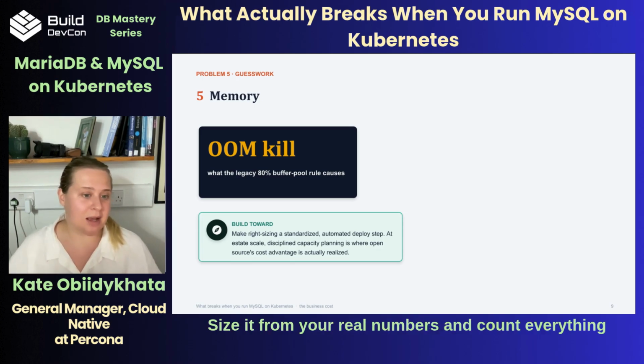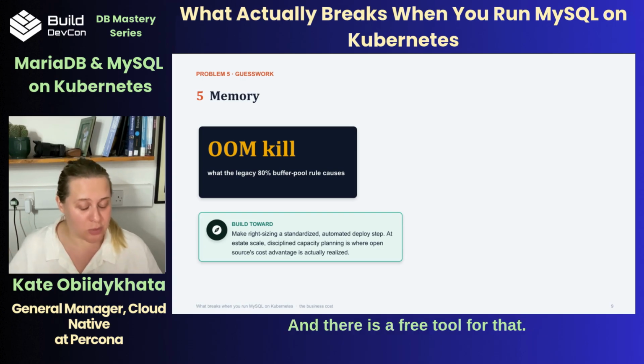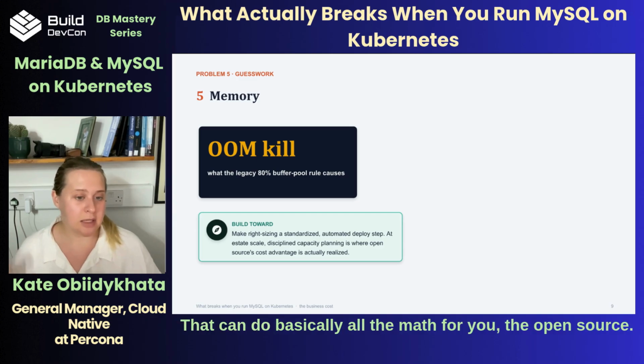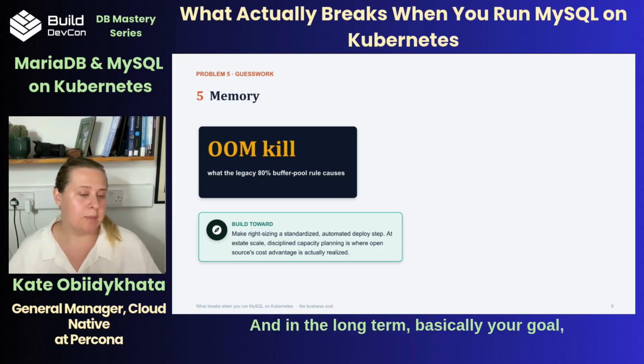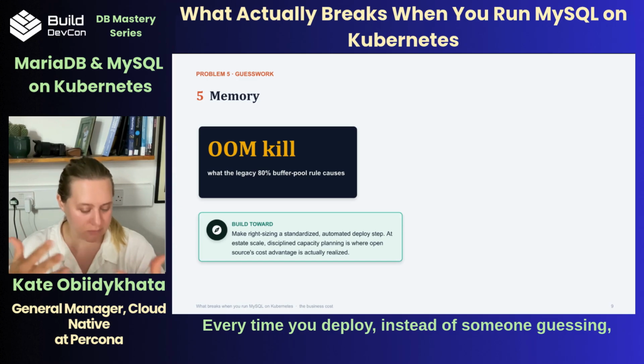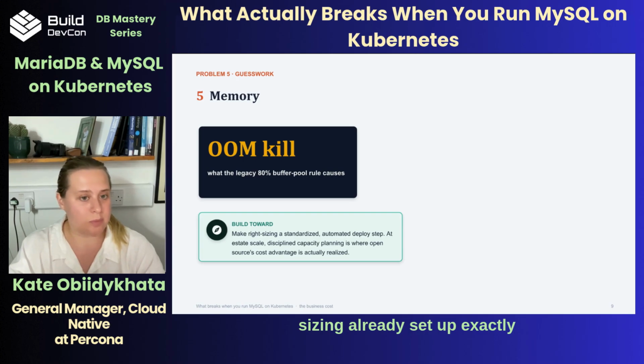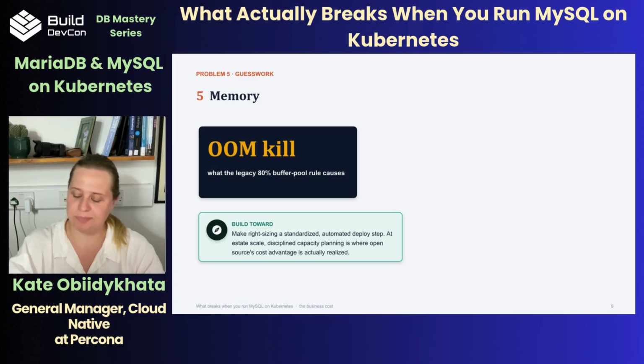So the suggestion is pretty straightforward. Stop guessing. Size it from your real numbers and count everything sharing the pod, not just the database. And there are free tools for that. I'll share with you some open source ideas later that can do basically all the math for you. And in the long term, your main goal is to make right-sizing automatic. Every time you deploy, instead of someone guessing, you should have all your settings and sizing already set up exactly with the operator's help.